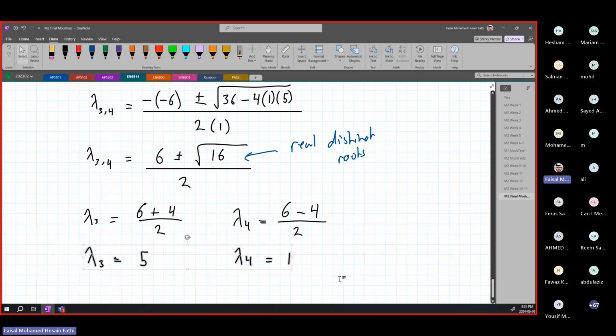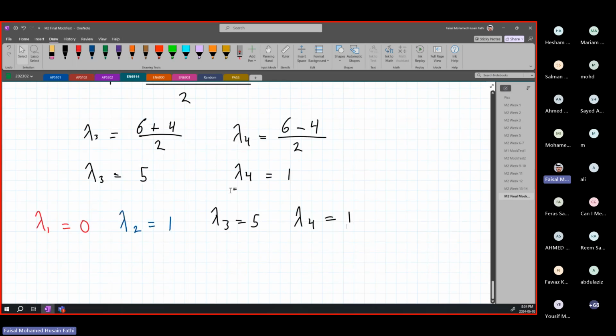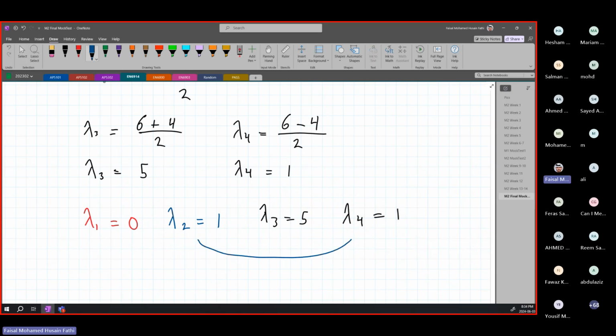So now we have found all of our roots for the system. Lambda 1 that we found earlier was equal to 0. Lambda 2 was equal to 1. And now we found lambda 3 is equal to 5 and lambda 4 is equal to 1. So how can we write our characteristic equation now? First thing you need to notice here is we have a repeated root. We have lambda 2 and lambda 4. They are both equal to 1. So these two are going to be the case of repeated real roots. And these two, the 0 and the 5, are going to be the case of distinct real roots.